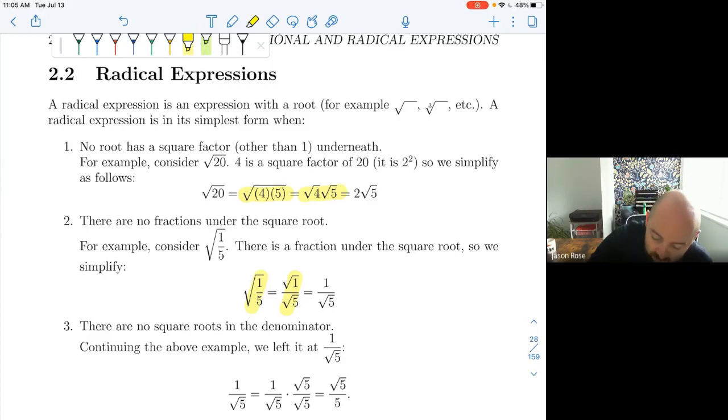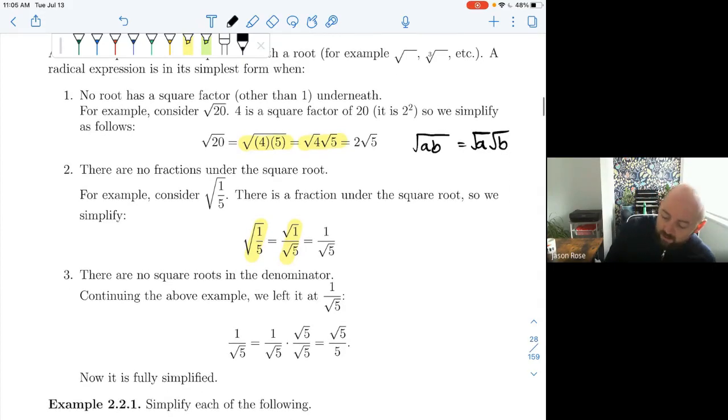Maybe I'm just going to fill in a little general property here. If you have the square root of a times b, that's the square root of a times the square root of b. That's something that was used here. And in this highlighted one here, if you have the square root of a over b, that is the square root of a over the square root of b. Those are the properties that got used there. And the square root of 1 is just 1, so it's 1 over root 5.